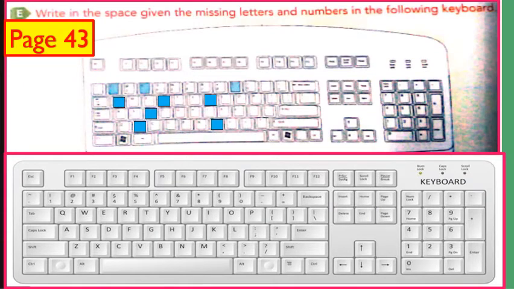Now over to exercise E. Some keys are colored blue. There you have to write the missing letters and numbers in the given keyboard. See children, the keyboard given at the bottom. Compare it with the keyboard given at the top and fill in the missing letters and numbers.